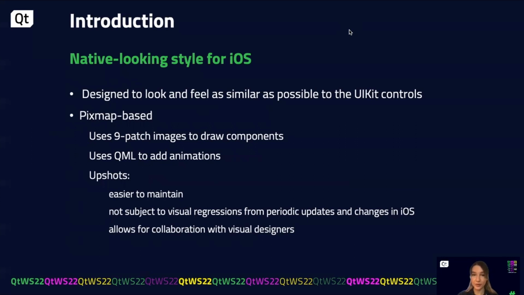It is native looking and is designed to look and feel as similar as possible to the UIKit controls. It's a pixmap-based style, meaning that the controls use 9-patch images to draw their components, and we then use QML to add animations on top. We chose this approach so that we have a style that is easier to maintain. It's not subject to visual regressions resulting from periodic updates and changes in iOS, and it allows us for collaboration with visual designers, making for high-quality designs and results.